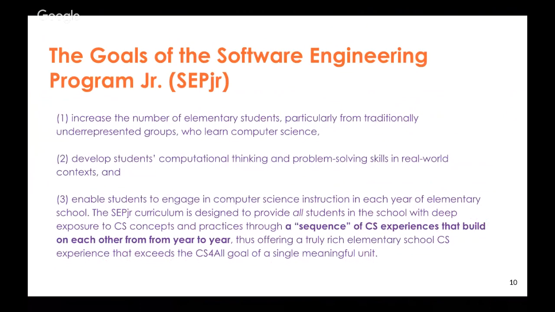So the goals of SEPjr are, one, to increase the number of elementary students, particularly from traditionally underrepresented groups, who learn computer science. And that's built into the core mission of CS for All. But it's also to develop students' computational thinking and problem-solving skills in real-world contexts. And then finally, it enables students to engage in computer science instruction in each year of elementary school.